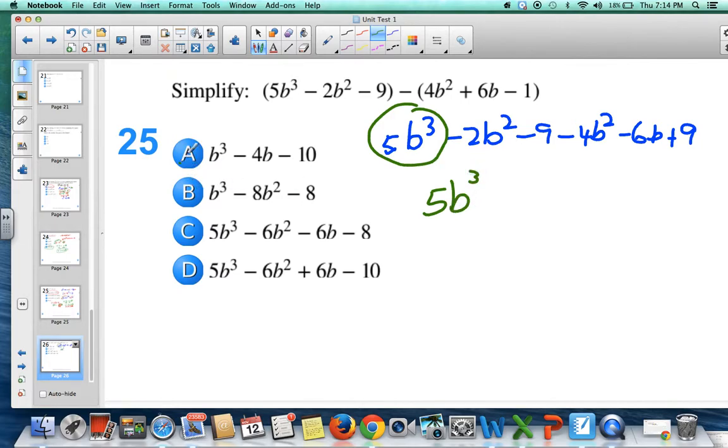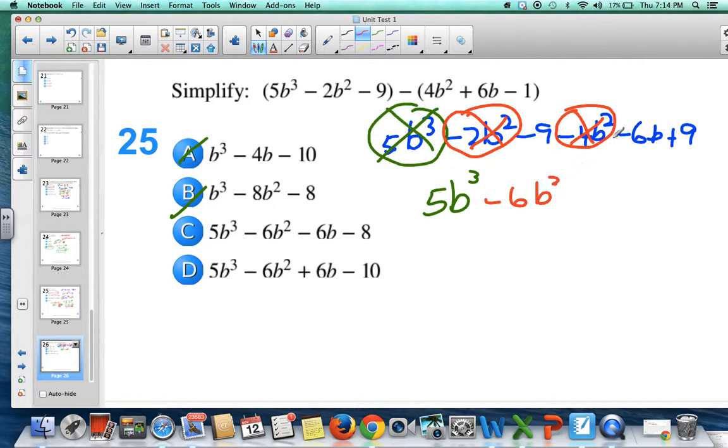And I've already eliminated these two problems, or solutions. And now we're going to go to the next, so that's gone. Now I go to the b to the second. So that's right here. I'll do a different color just to show it. That's right here and right here. So negative 2 minus 4 is negative 6b to the second. That's out. And that's out. There we go.